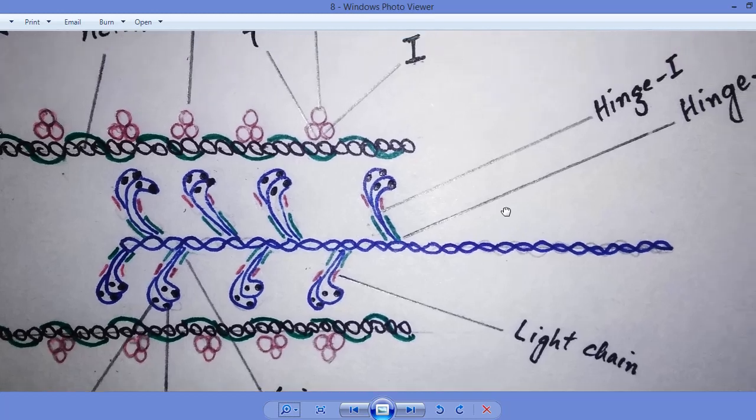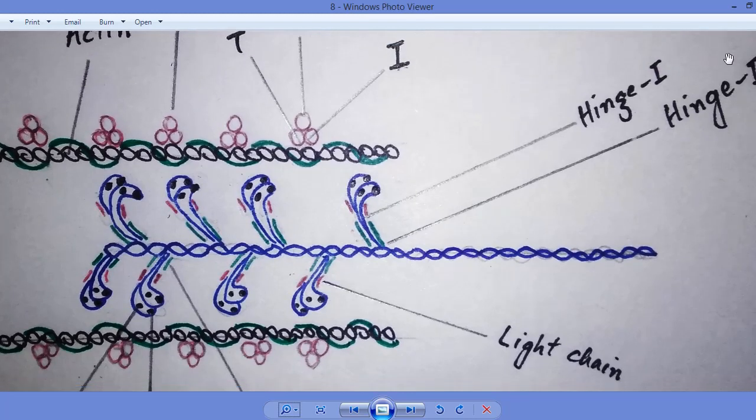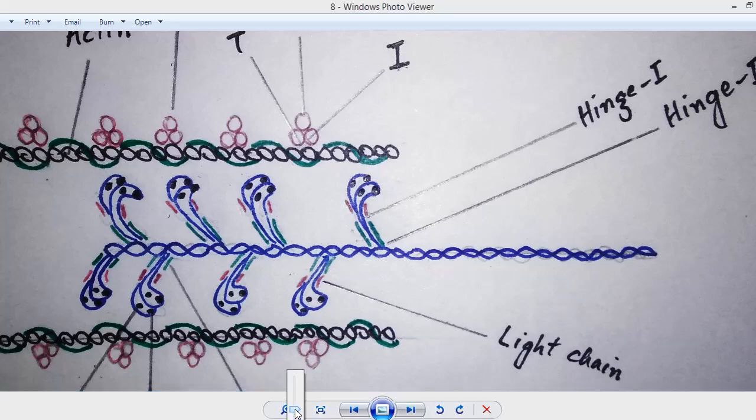This is hinge 1 and hinge 2. As I have shown you, hinge 1 is represented over here below the head area, which is not covered by the light chain, and over here this area is also not covered by the light chain, and this area also represents the hinge area. This is hinge 2.